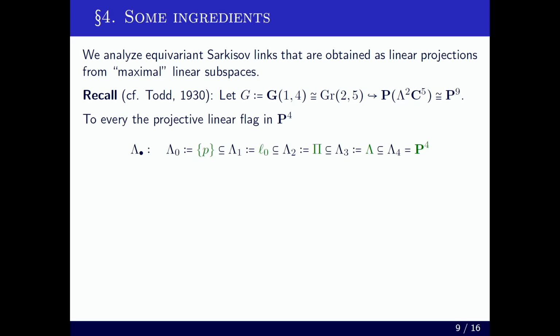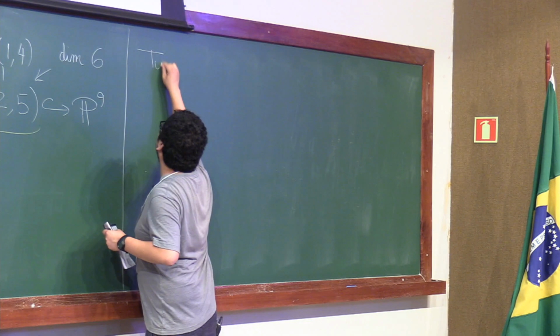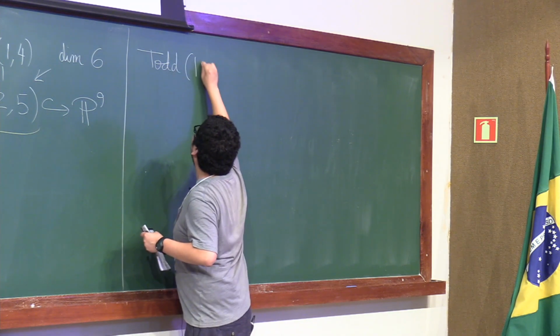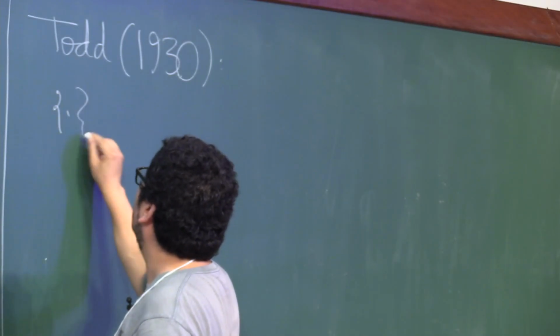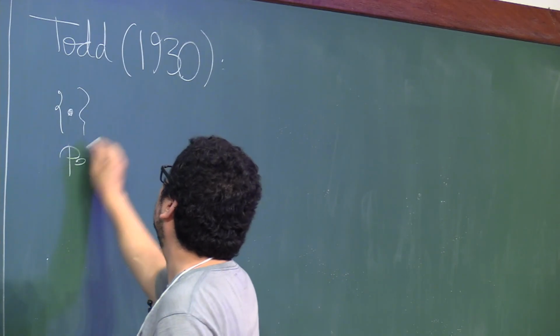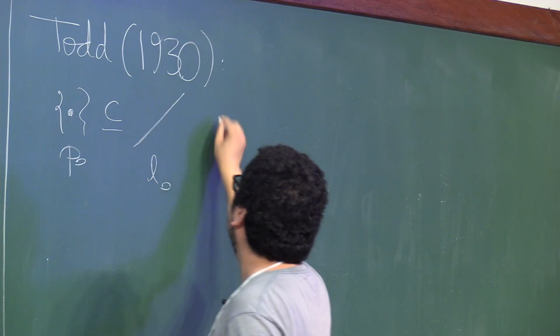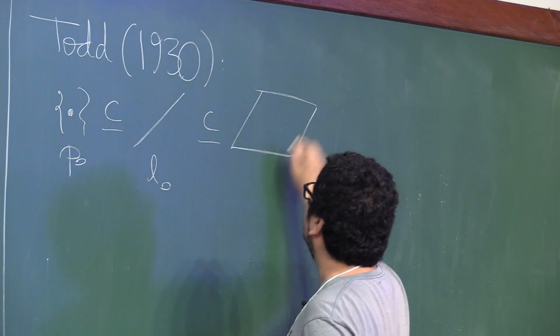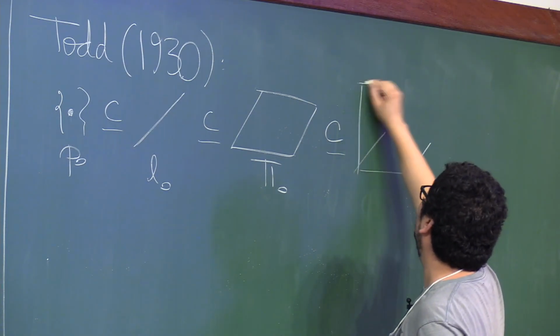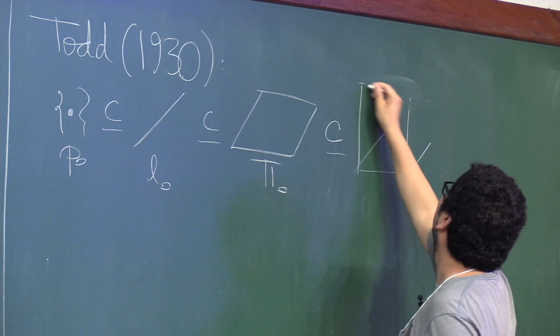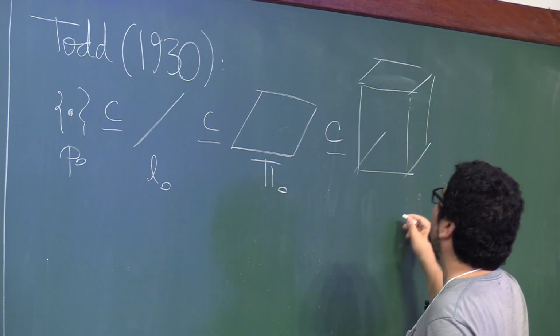And you can define the so-called Schubert varieties, which are the following. Take a point in P4. So this is Todd, by the way. It's a very nice paper by Todd. So take a point, P0, a line, then a plane, then a volume. Sorry, my drawing is not very good. Well, you can imagine. A P3, okay.